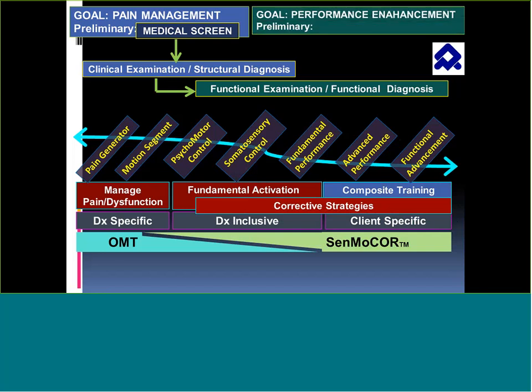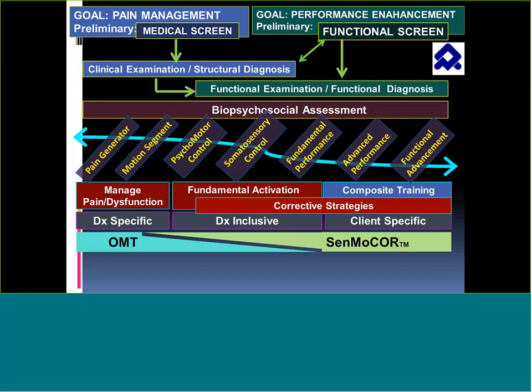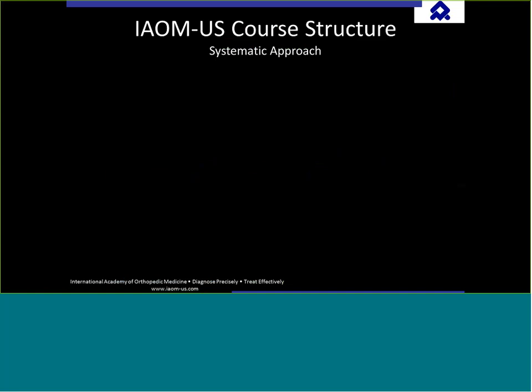And if our clients come to us wanting to simply improve performance, then we can approach it with a functional screen. That functional screen often leads to a recognition that there may be a pain generator and a structural diagnosis is necessary. So you can see this is an entire comprehensive approach that has to be underpinned with a biopsychosocial assessment. We have to know who we're dealing with. And we know from increasing bodies of knowledge and increasing presence in the literature that biopsychosocial interpersonal management strategies are important to getting the clinical results that we need. So we put all of this together and try to break this out into each piece of our approach so that you have a systematic approach to the content.